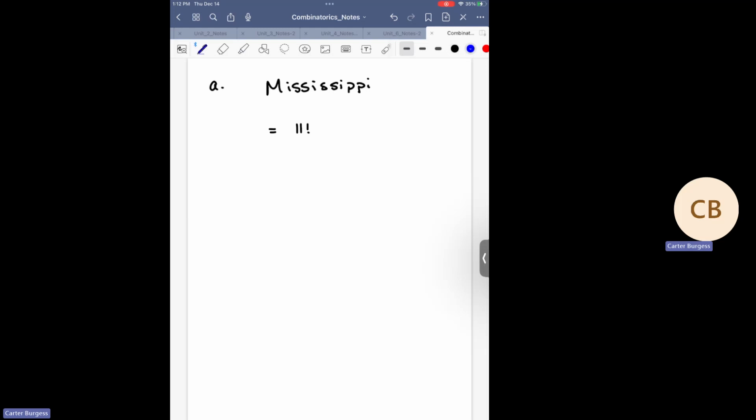Why do we need to make it smaller here? Where do we see the potential for not caring about order? Okay, so we've got these 4 I's. We've got these 4 S's. And we've got 2 P's here. And so we should be able to shuffle around the I's in any way that we want. We should be able to shuffle around the P's in any way that we want. We should be able to shuffle around the S's in any way that we want.